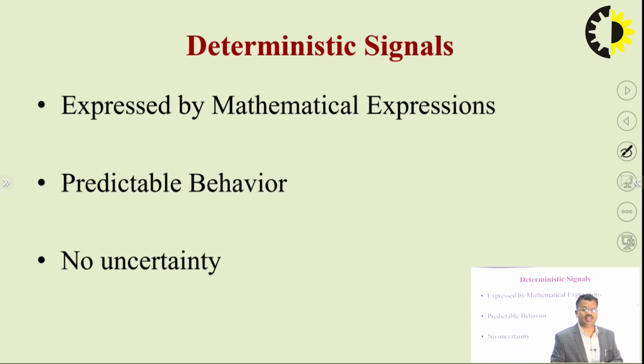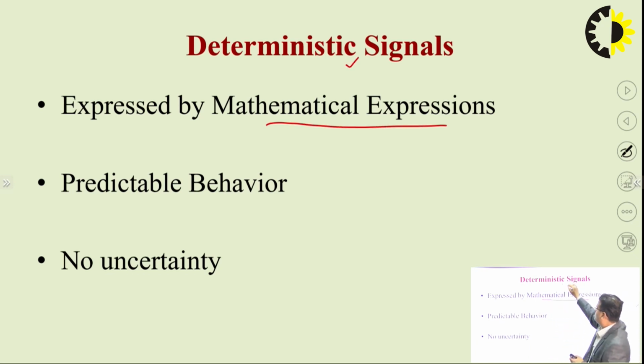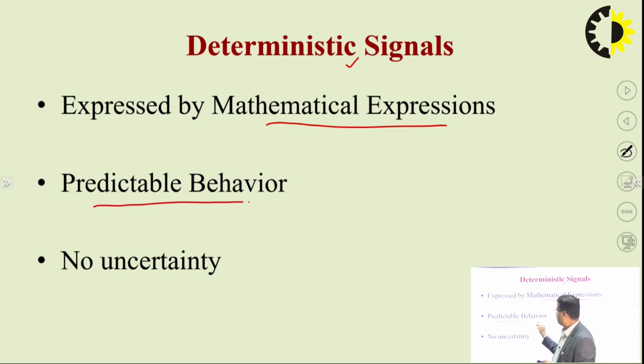We generally have two types of signals, deterministic and non-deterministic. Deterministic means what? How can you say this is a deterministic signal? If you are able to express your signal by any mathematical expression or mathematical derivation, that will be a deterministic signal. If you are able to express your signal by a mathematical expression, it will have predictable behavior and there will be no uncertainty if your signal is deterministic.